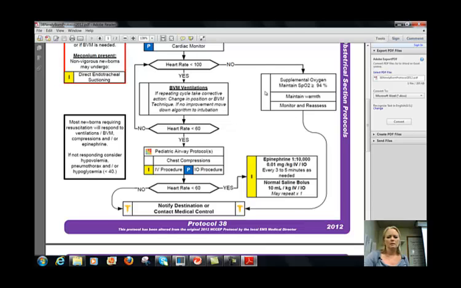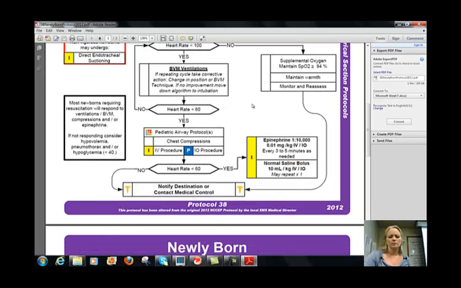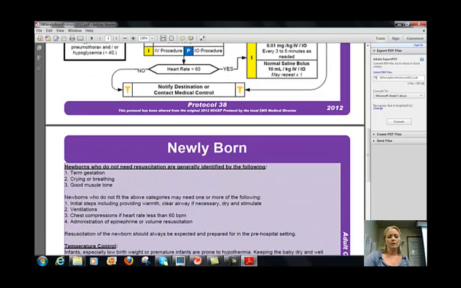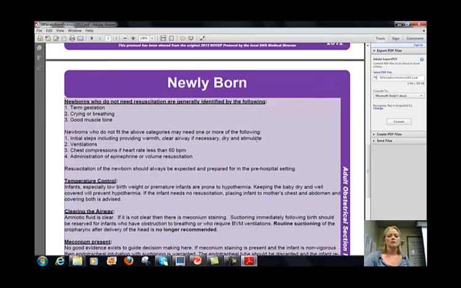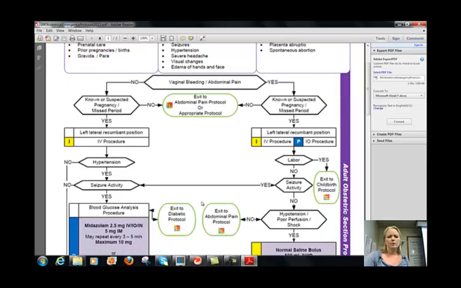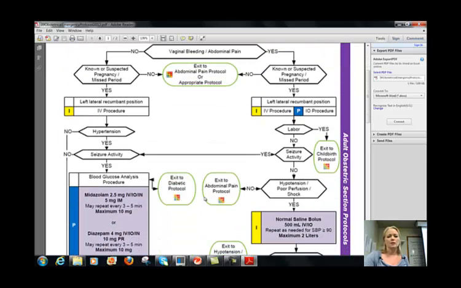And then it's got things on here for if the baby's not doing well. Exit to the PEDS cardiac protocol if need be. If the heart rate is less than 60, then they need chest compressions. The obstetric emergency protocol is more for not patients that are in labor, but patients that are just pregnant and have emergencies.